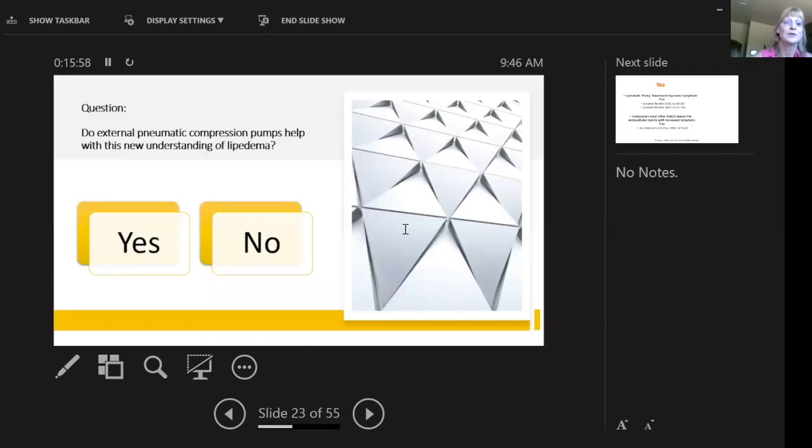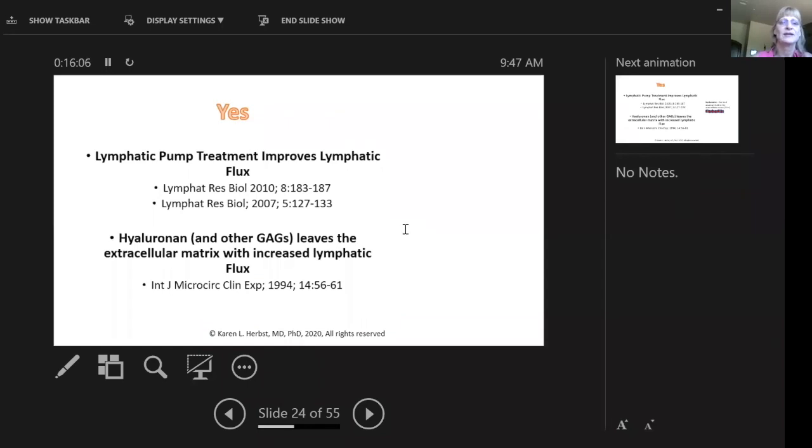So the question is, do external pneumatic compression pumps help with this new understanding of lipedema? And my answer would be yes. We know that lymphatic pump treatment improves lymphatic flux, so it's helping move that fluid out of the tissue. And we also know that hyaluronic acid is the most abundant glycosaminoglycan in that extracellular matrix, and all of these leave the extracellular matrix with increased lymphatic flux. So it makes sense that anything that you can do to improve your lymphatic pumping can help move those glycosaminoglycans out of the tissue.